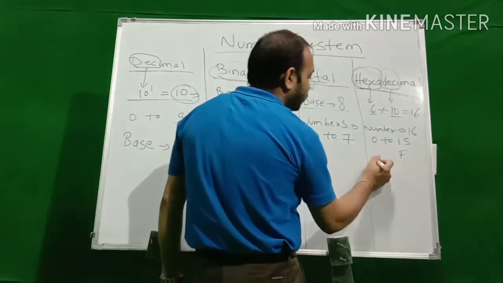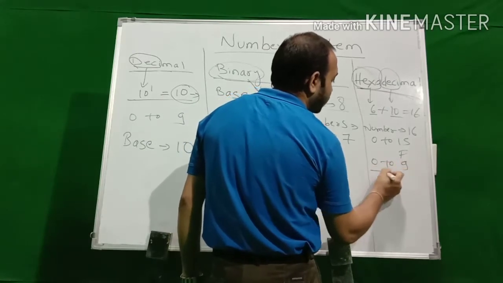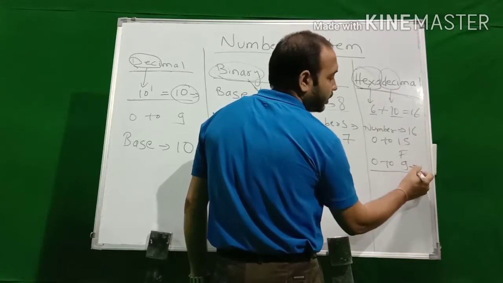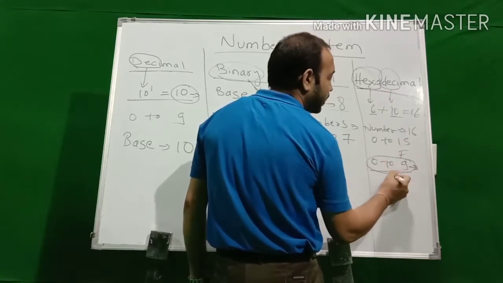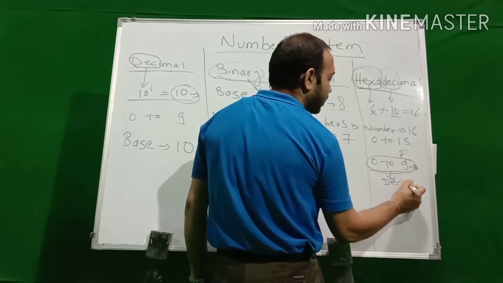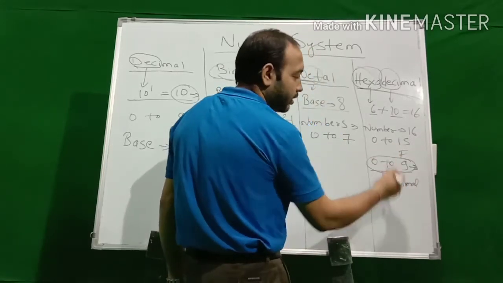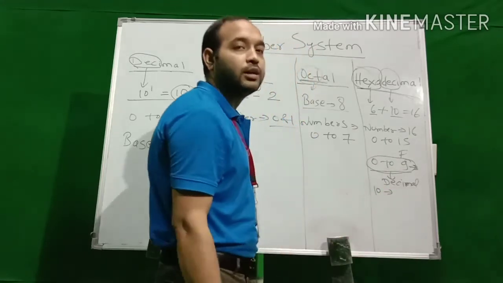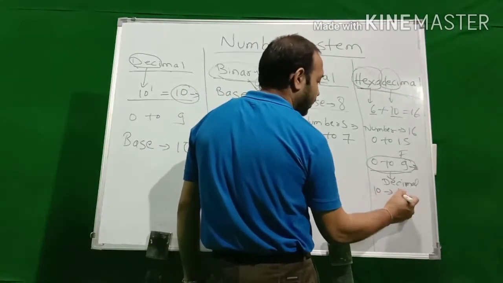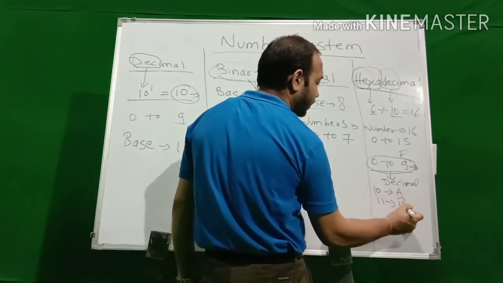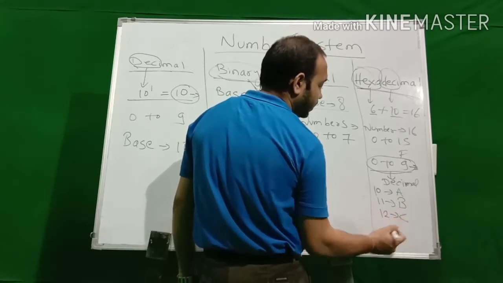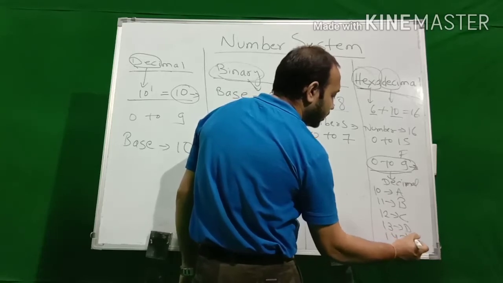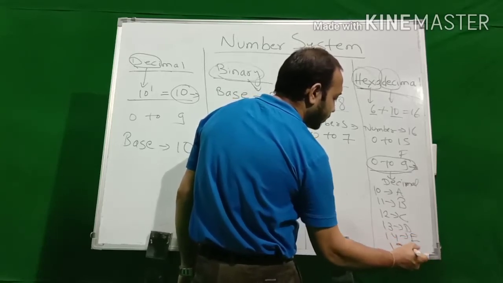Up to 0 to 9, we use the same digits as the decimal number system. After this, the remaining 6 numbers are represented with alphabetical letters. Means for 10 we use A, 11 we use B, 12 we use C, 13 we use D, 14 we use E, and 15 we use F.